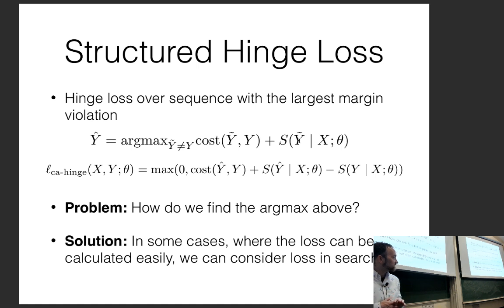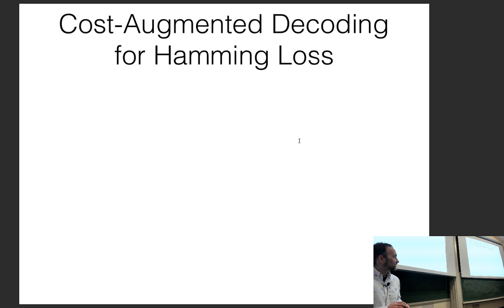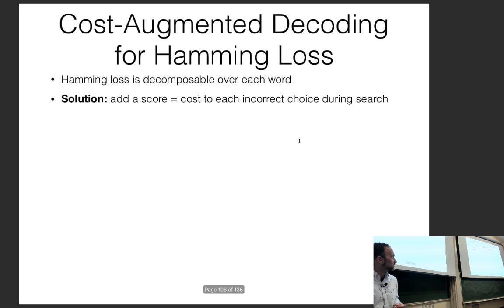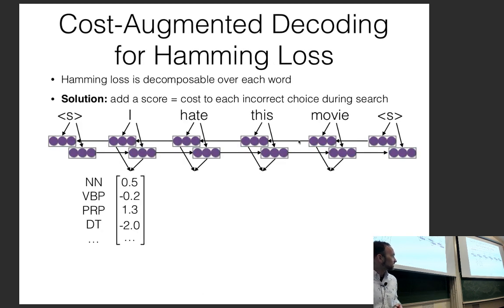The solution is, in some cases where the loss can be calculated easily, we can consider this loss at search time. Here's an example, cost-augmented decoding for the Hamming loss. Hamming loss is decomposable over each word. So what we do is we add a score equal to the cost to each incorrect choice during search. Let's say we have a choice here, "I", and we want to predict its part of speech tag. We have all of these scores. We take all but the correct part of speech tag, and we add 1 to it, because that would be the cost of making a mistake on this particular part of speech tag.